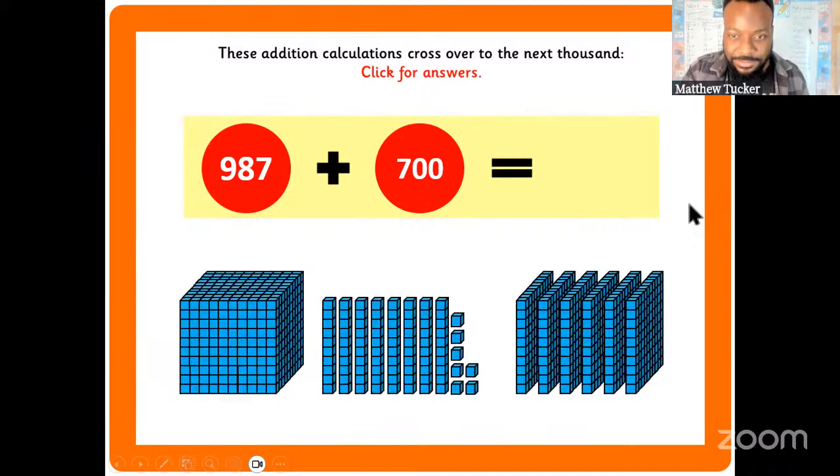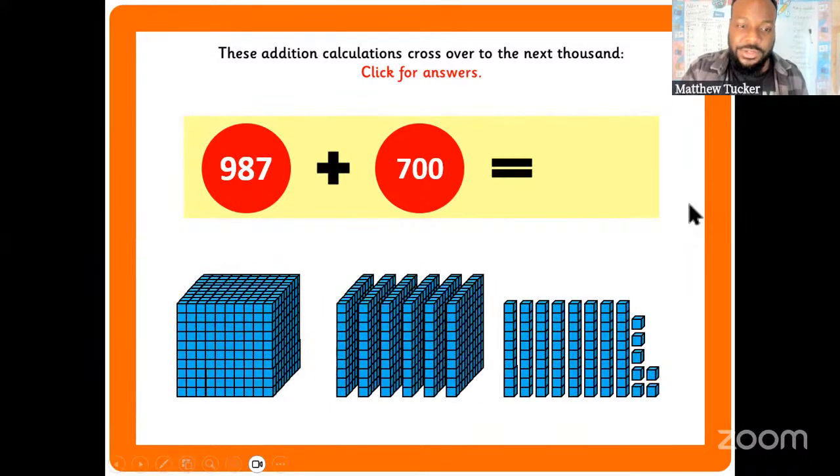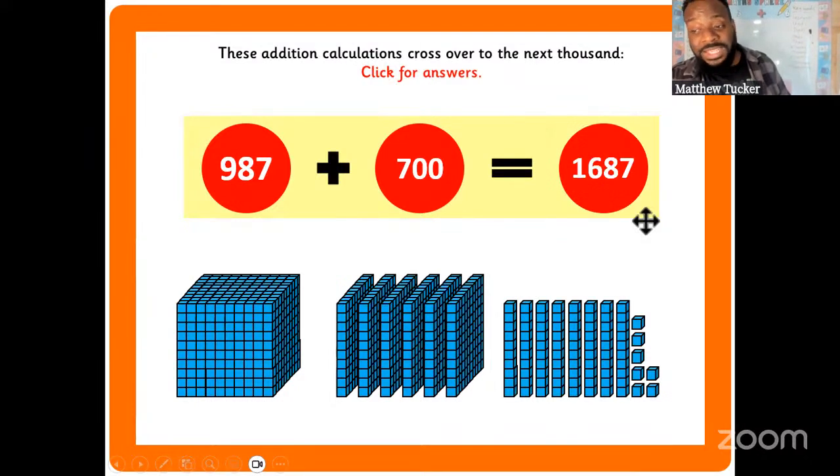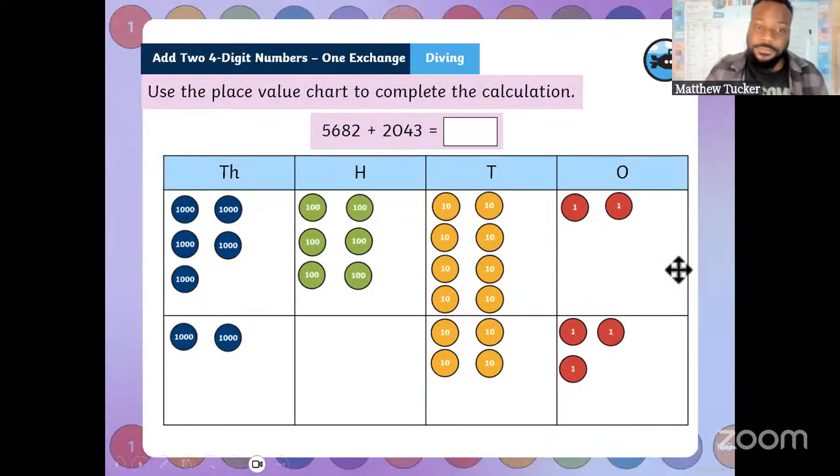1,687. There we go. Put the hundreds in the right place. So it's thousands, hundreds, tens, and ones in the order of the place value, like we dealt with in session one. All right, so we're going to have a go at this. Okay, and this time we're adding more than just the hundreds. Now we're adding thousands. Now we're adding some tens, and we're adding some ones as well.